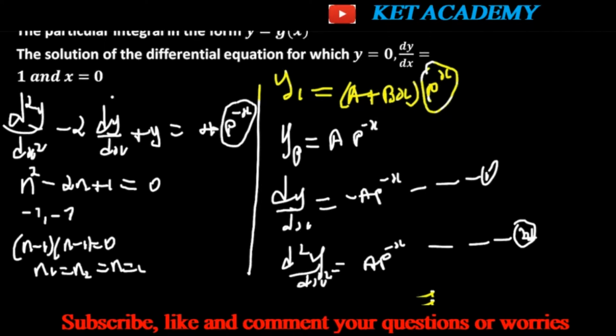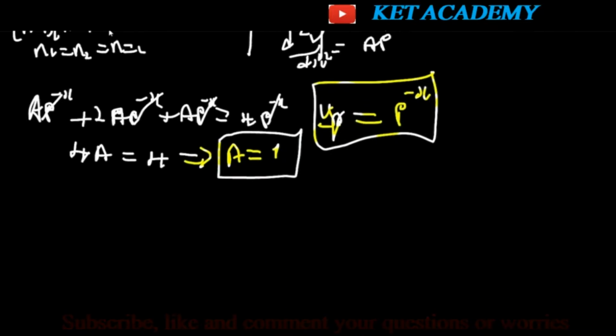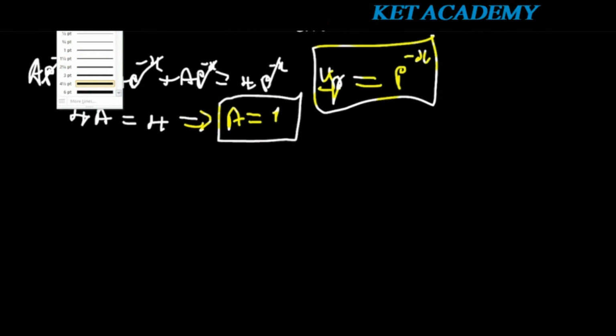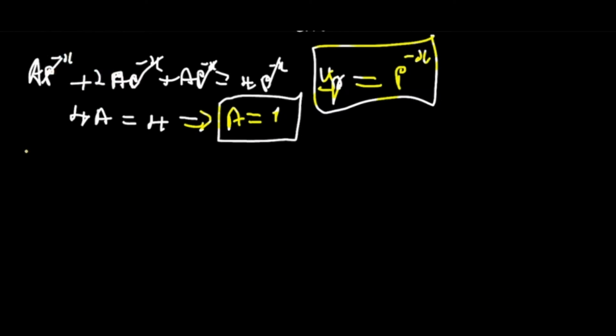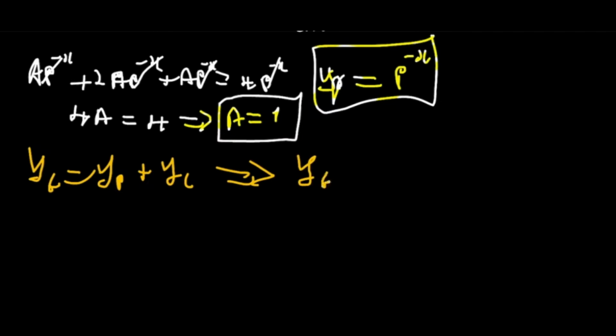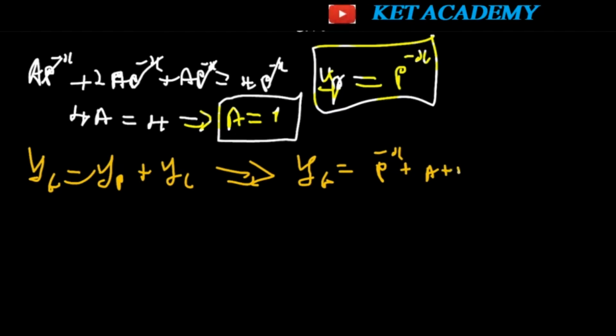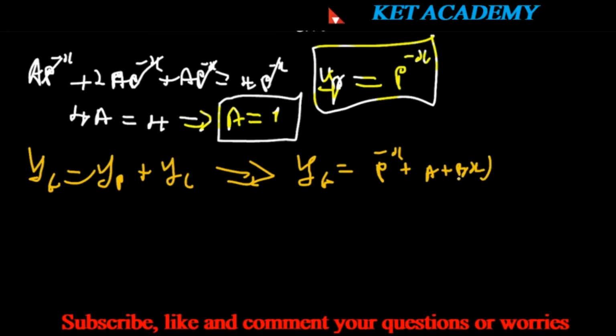Now to get our general solution, we see that our y general will be y particular plus y complementary. So this implies that our y general will simply be equal to our particular solution, e to the power minus x, plus our complementary solution, a plus bx, e to the power x.